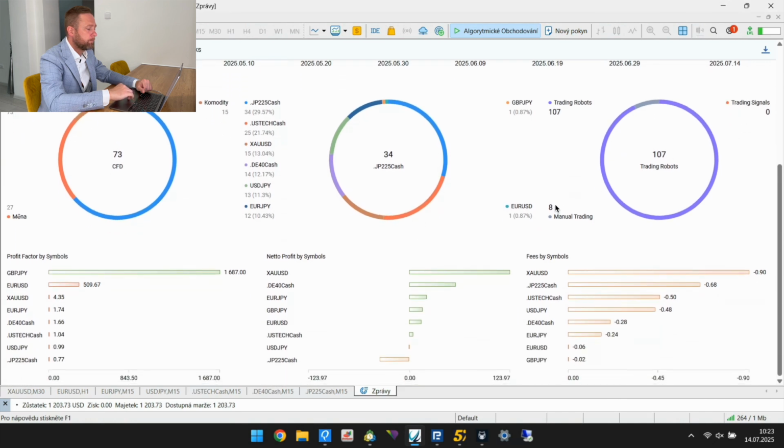Here I have then a demonstration. How that curve distributes the profit among the symbols.